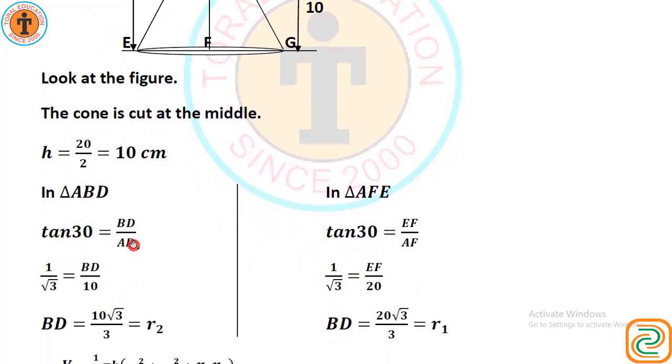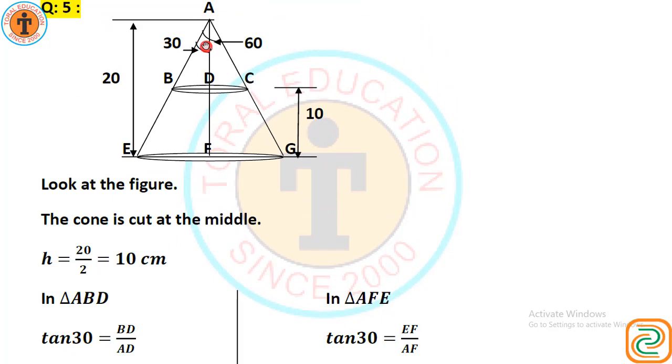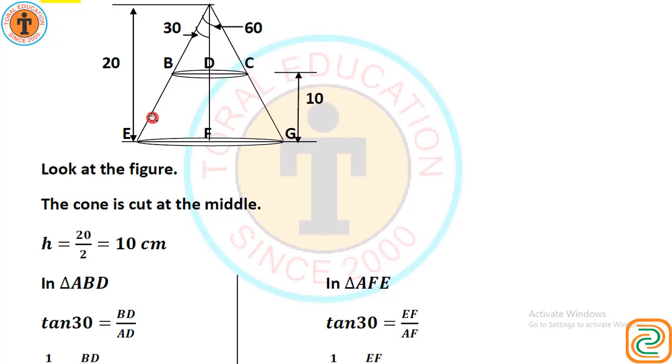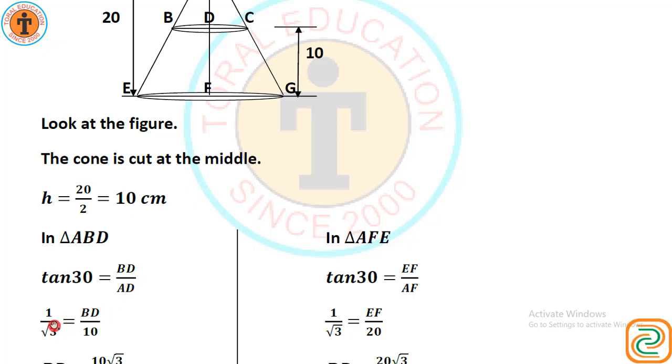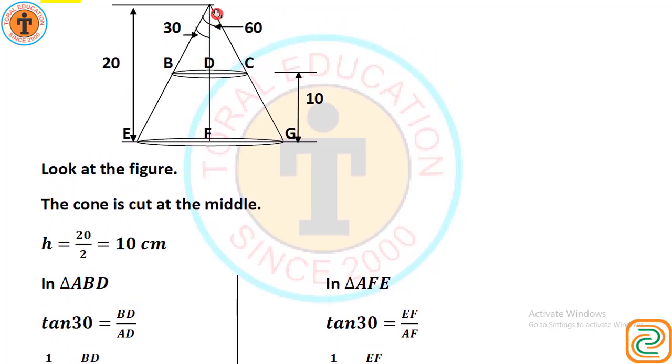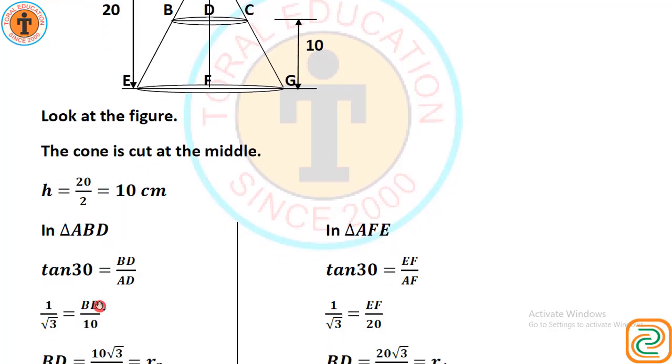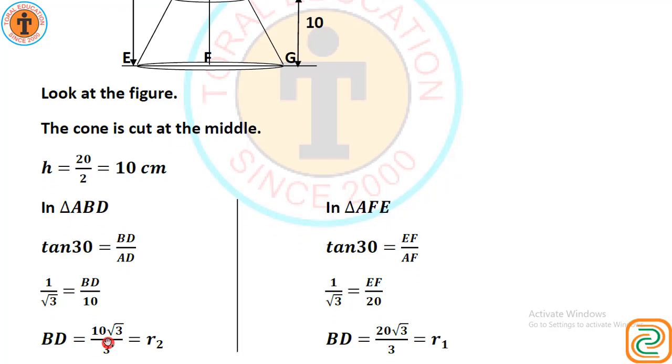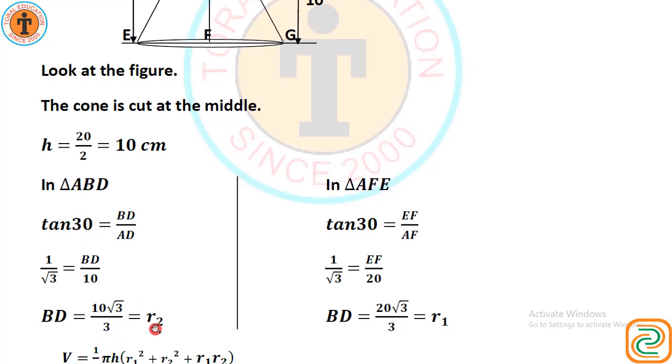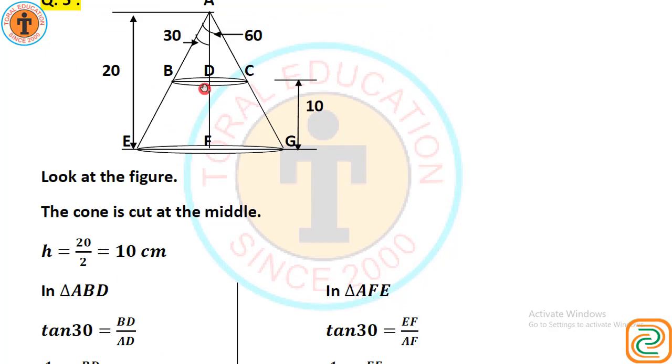Tan 30 equals BD upon AD. BD means opposite side, upon AD means adjacent side. Opposite upon adjacent, right? So tan 30 is 1 upon root 3, and BD upon 10 because height is 10. This AD is 10. So BD equals 10 root 3 by 3. Why? Because of rationalization. Rationalize the denominator. This BD is R2.